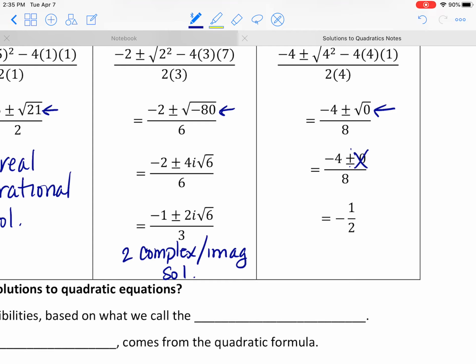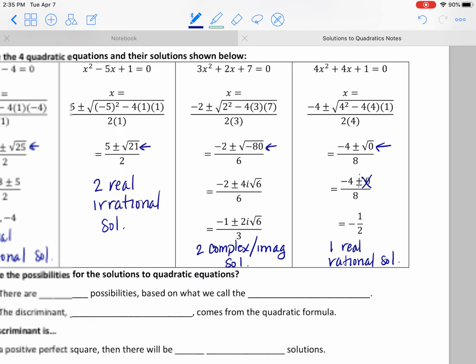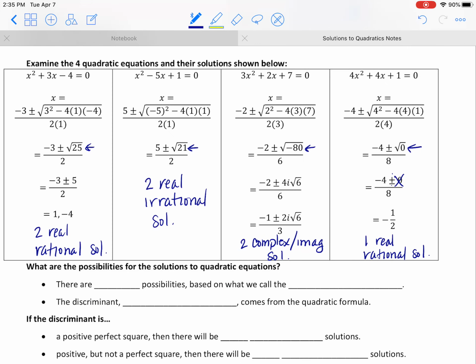And then the last one, what happens underneath the radical? Well, if we end up with a 0 underneath the radical, the square root of 0 is 0, which means that part of it just goes away. So we're not adding and subtracting anything, which means we end up with just 1 solution here. So 1 real and rational solution. Okay, so those are the 4 options that we've talked about.